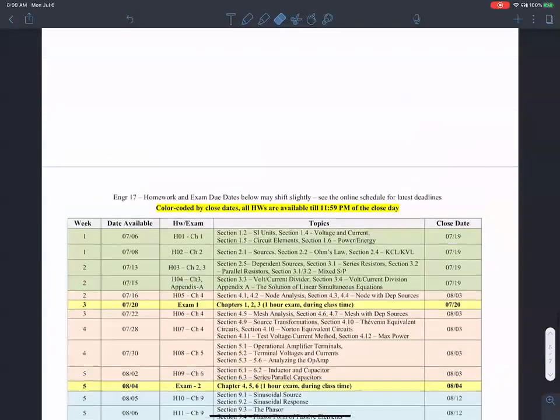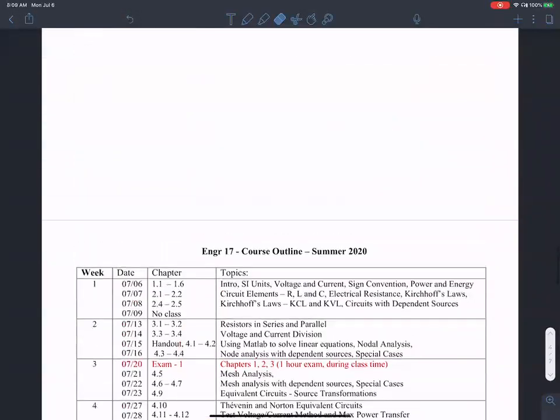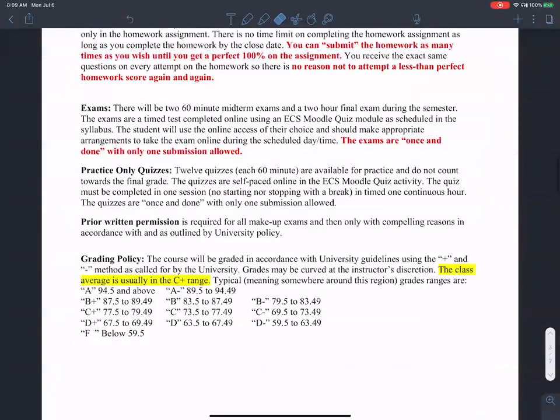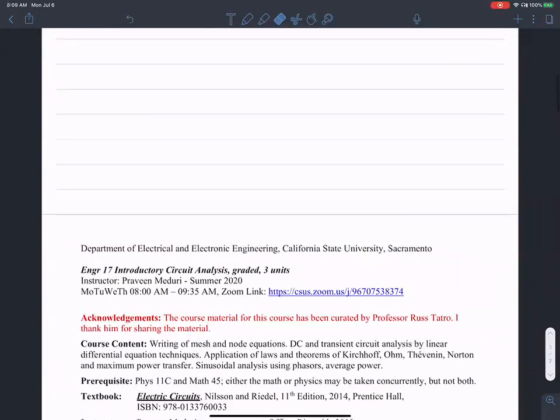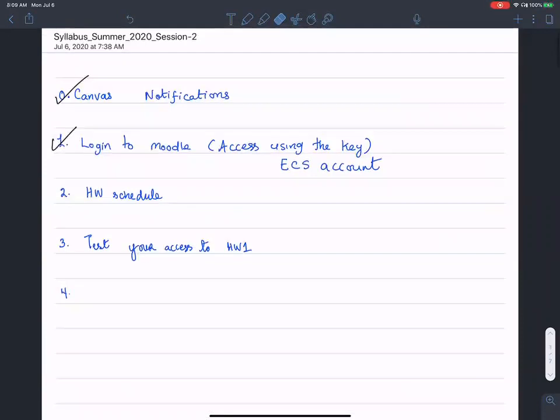Okay, as much as I want to give you grade, as much as I want to make sure that you are happy, my first priority is to make sure that I'm equitable, make sure that I am not giving away score to you that is not given to somebody else. Okay, that's not available to somebody else. Okay, now the next thing you want to do is to make sure that you test your access to homework on Moodle. Very important.